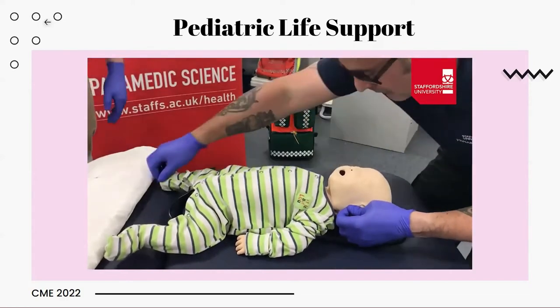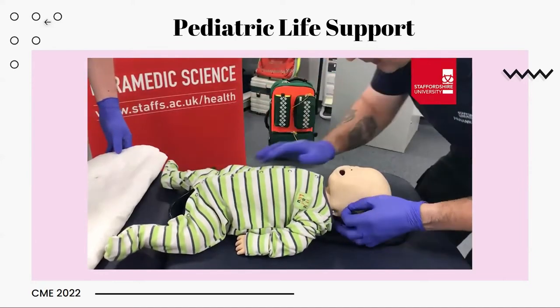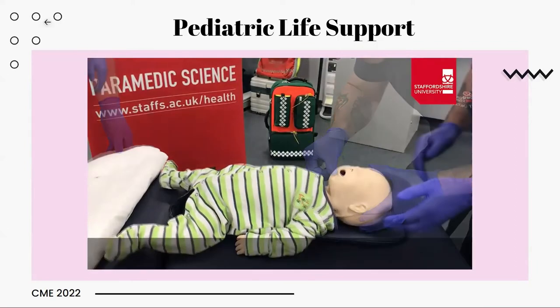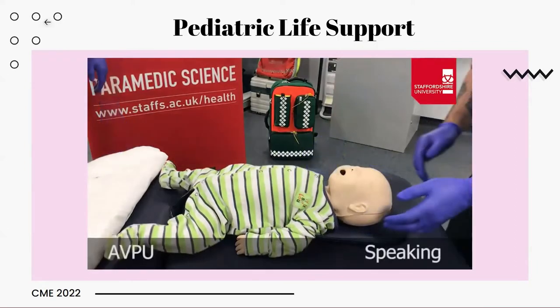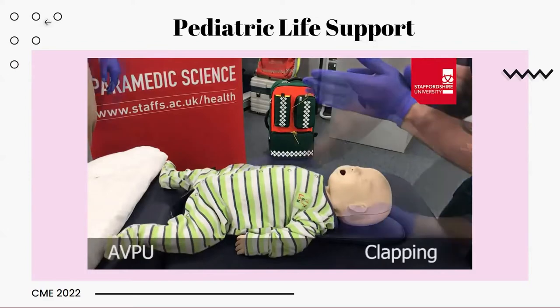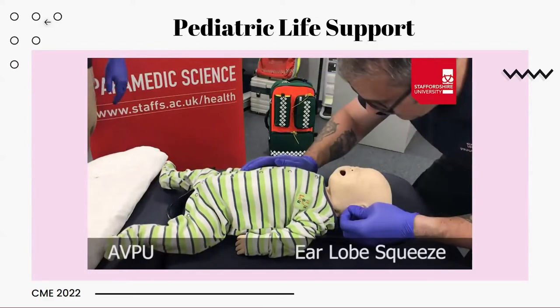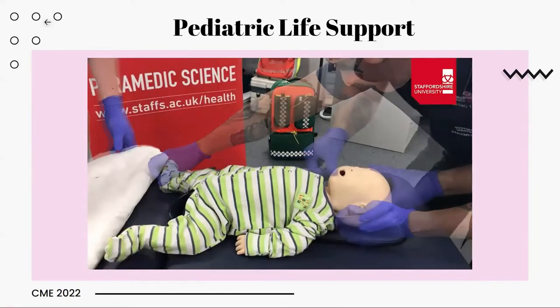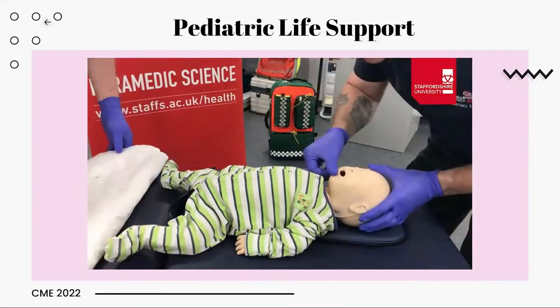Hello, can you hear me? Hello? Can you hear me? So there we've checked for a response from the child in a couple of different ways. We've used an auditory response both through speaking to the child and through the hand claps. And we've checked for a pain or physical response by squeezing the child's earlobe or by tickling the feet. There are, of course, other methods that you can use, but remember that the objective is to check the child's response without causing any injury to the child.